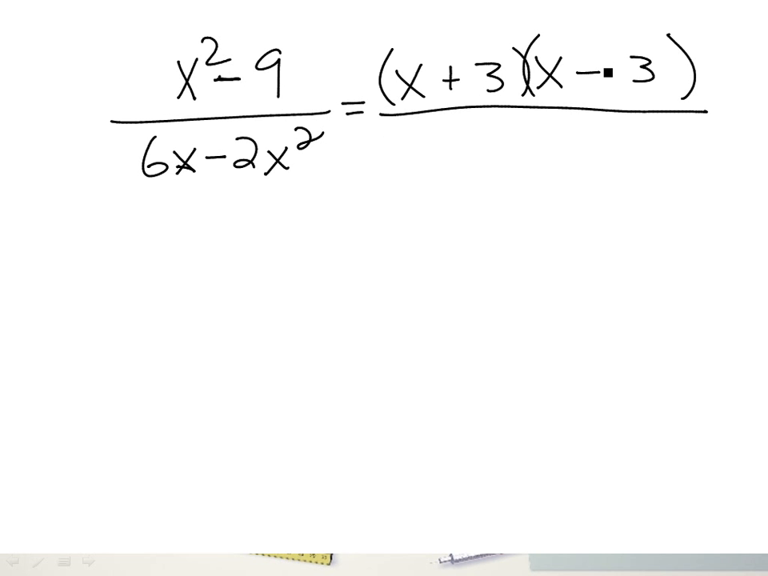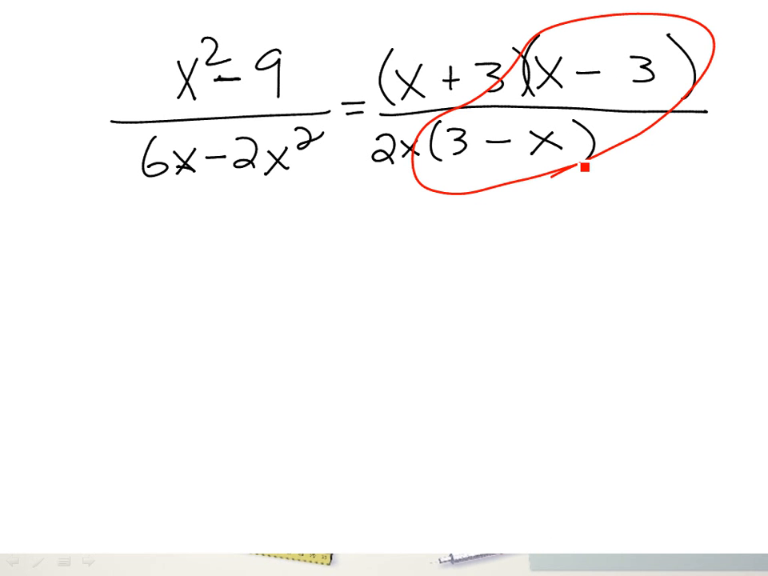Now in the denominator, we always look for the GCF first, of course. So I see a GCF. It looks like 2x. If we take the 2x out, we have 3 minus x remaining. Now again, it looks like it's the same thing here, but it's not. Are they opposites? Yes, because in the numerator x is positive, in the denominator we have the opposite sign. In the numerator we have a negative 3, but in the denominator we have the opposite sign. Therefore, they are opposites.